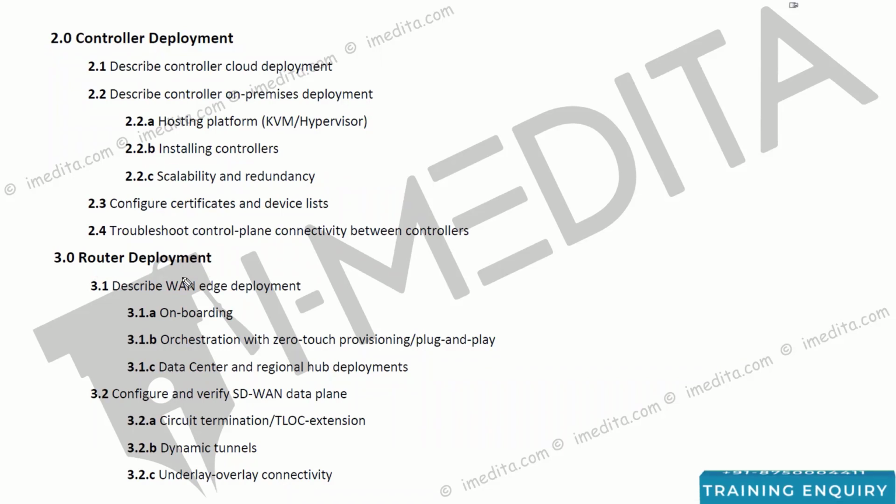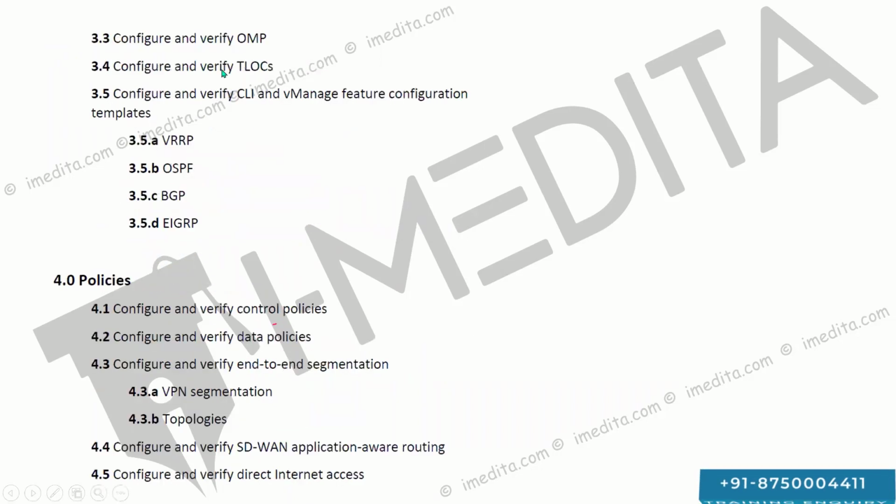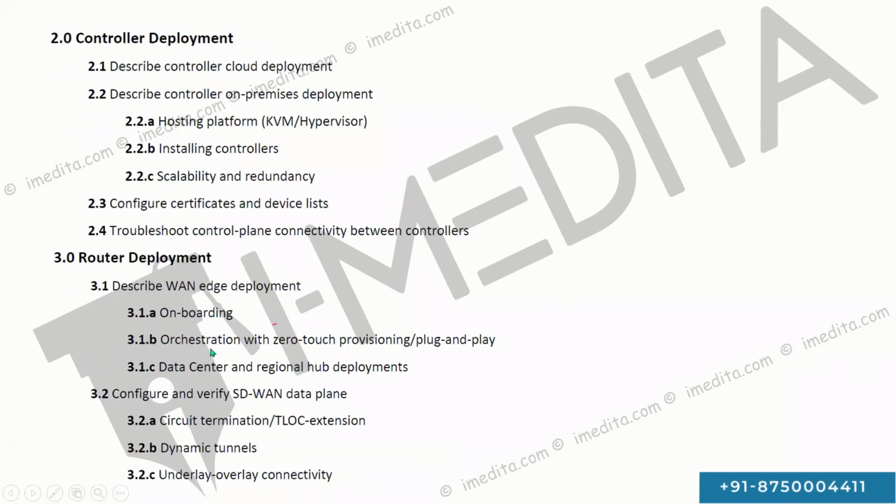So second unit and third unit is completely going to focus on the deployment, first of controller, second of the edge router. Fine. Then we have again, from the router, once we deploy the router, we might want to run some protocols such as VRRP, OSPF, BGP, EIGRP, using CLI, using templates and everything. So here in this unit itself, we will be introduced to the templates concept.